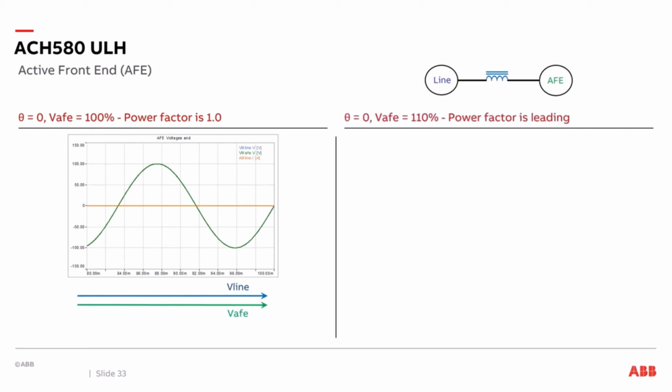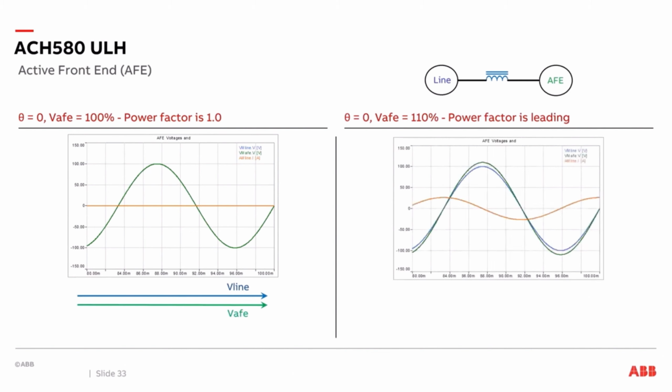Now let's change. We'll leave the phase angle at 0, but we'll bring the voltage of the active front end to 110% of the line voltage. And this means its power factor is leading. So when I look at this, in green is the active front end's voltage, and in blue is the line voltage. They're both in phase with each other, and we now have a leading current, shown in orange. So the current is actually leading by 90 degrees.